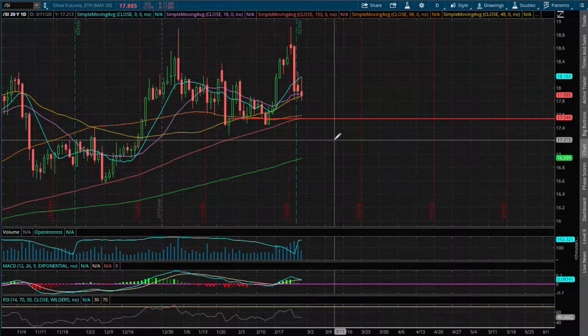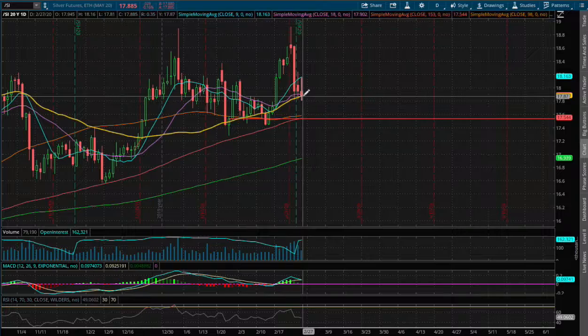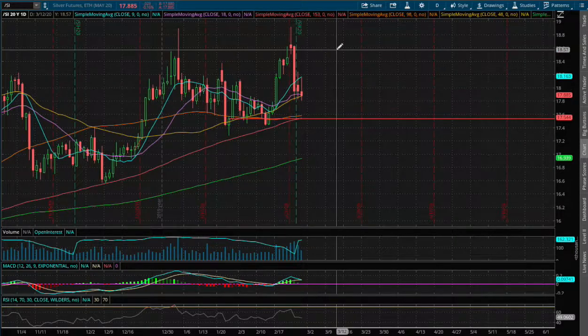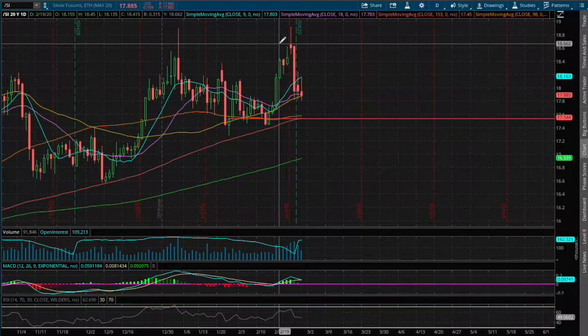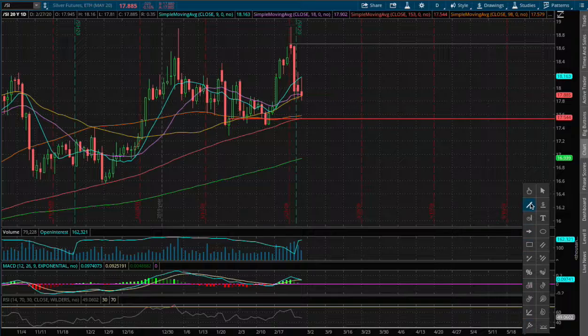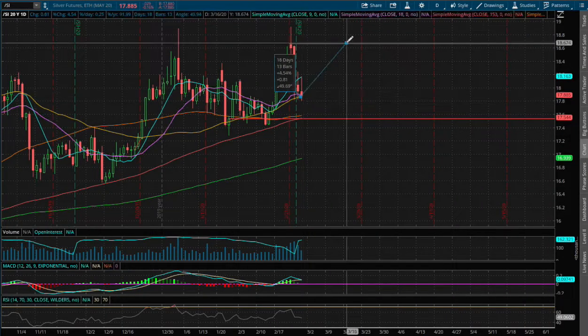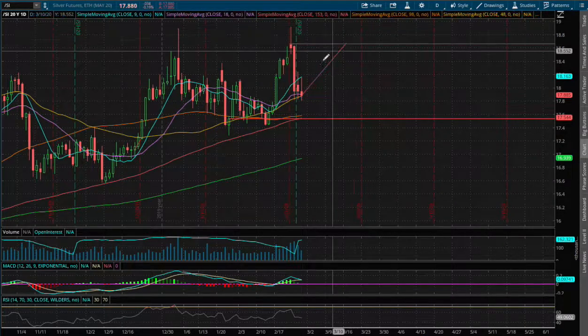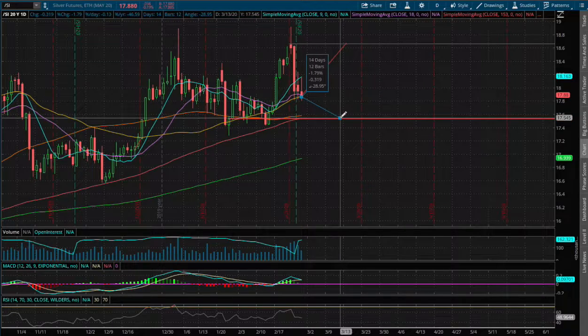And as for resistance, if we do manage to reverse and head higher, the next resistance that I see is where we left off last week, February 21st, at the price of $18.66. So if we were to head higher, that price movement is roughly around 4.5% to the upside, and to the downside it is around 1.8%.